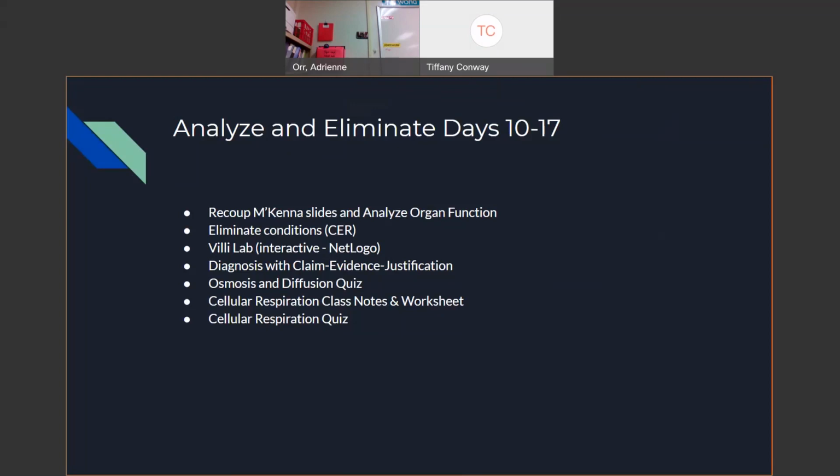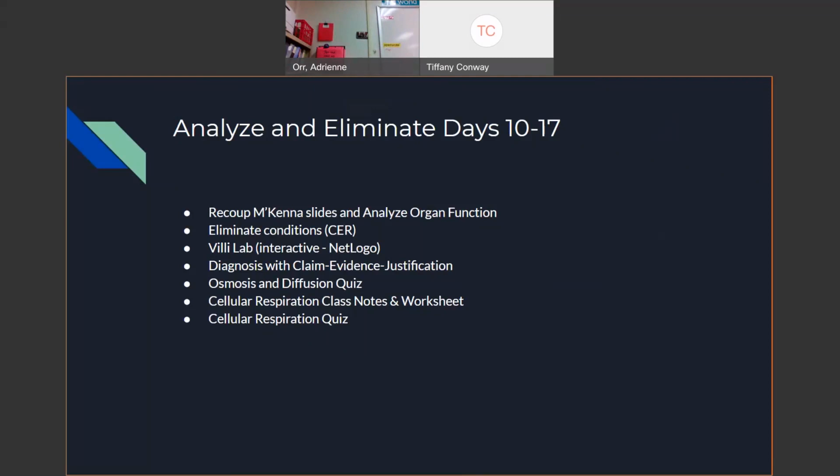And from there, we do a Villi Lab. Yeah, so the Villi Lab is through NetLogo. It's an interactive website, and the kids will actually change the height of the villi, which are the finger-like structures in the small intestine that have cells that absorb nutrients. So what they learn is that when the villi are shorter, there's less cells. And they make that connection with osmosis that, without the cells there, there's nowhere for the nutrients to absorb into. Because that's what happens with celiac disease. Their small intestine, the villi, get destroyed, which takes away cells that can actually absorb nutrients. So from that, they're able to diagnose her.